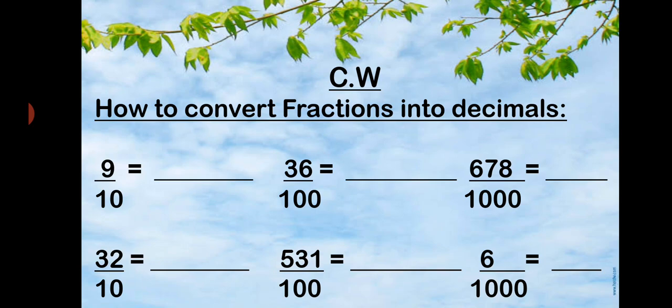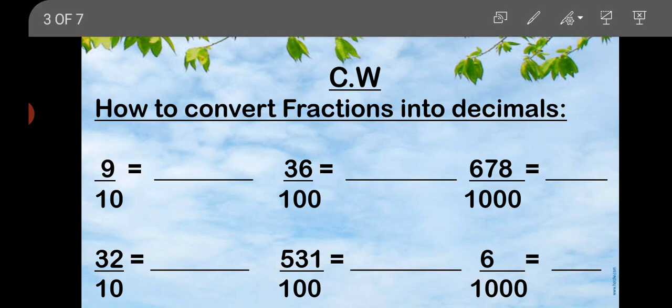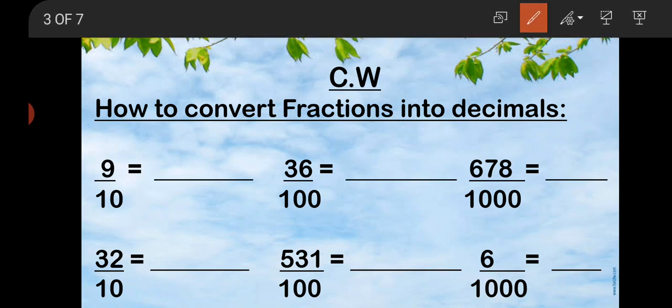It depends upon the number of zeros in the denominator. If it is 10, the number of 0 is 1. So in our answer there should be one digit after point. Like we have 9 by 10. So first we will mark a point here and the number of digit after point should be 1. So we will write 9 here. And here we will write 0 before point. So it is 0.9.